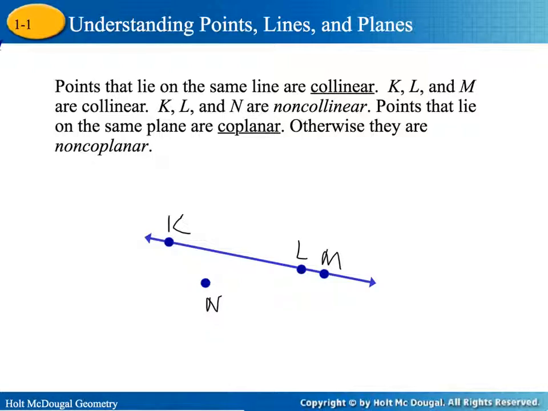This goes along with the definition. So points K, L, and M are collinear because they lie on the same line. They connect a straight line when I connect all three. K, L, and N are non-collinear. So because K, L, and M form a straight line, they are collinear. Because K, L, and N do not form a straight line connecting it, they are non-collinear.